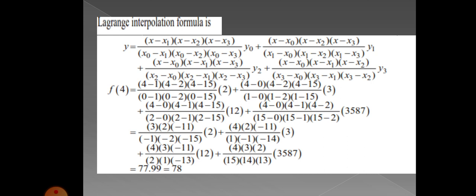So now the calculation. What do you have to do first? First you have to work within the brackets, then multiply those values, and lastly divide. This is the procedure. First do the numerator and then the denominator. So this is the calculation given. For this subject, it is better to keep a scientific calculator with you. Then it will be helpful for you.